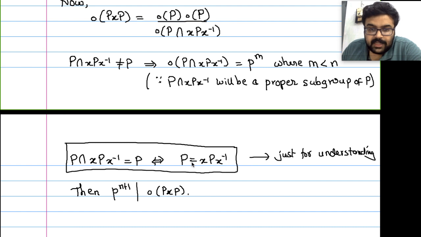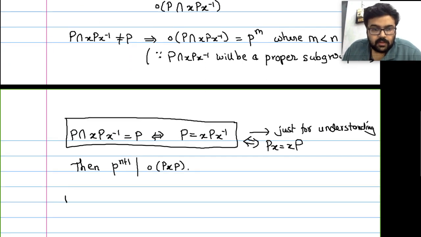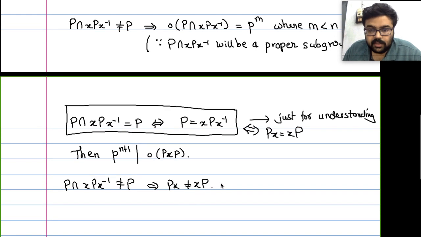But then when P equals PxP x inverse, this means what? P equals x P x inverse. This means that Px equals xP. So when they are equal, we have Px equals xP. So when they are not equal, we have Px is not equal to xP. Right. So therefore, P intersection xPx inverse is not equal to P implies Px is not equal to xP, and this implies that x is not in N(P).